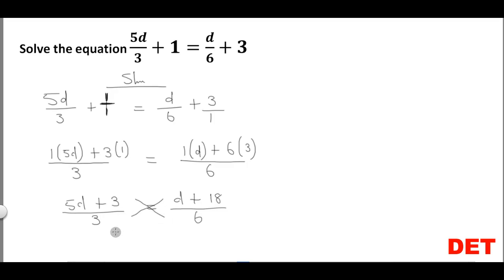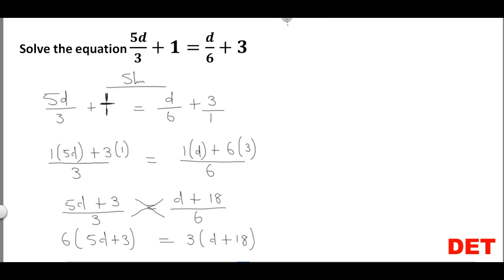Alright, so when I cross multiply, this 6 will multiply this 5d plus 3, and this 3 will multiply d plus 18. So 5d plus 3 times 6 will be 6 times 5d plus 3, bracket close, equal to 3 times this. Alright, so that will be 3 times d plus 18, bracket close.